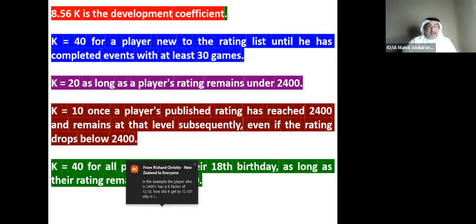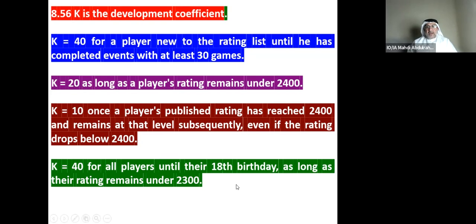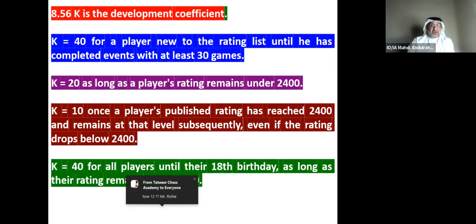And as long as their rating remains under 2,300, the K factor is 40. But after 2,300, the K factor will change from 40 to 20. So when you play 30 games, the K factor becomes 20. When you reach your rating of 2,300, the K factor will be 20.